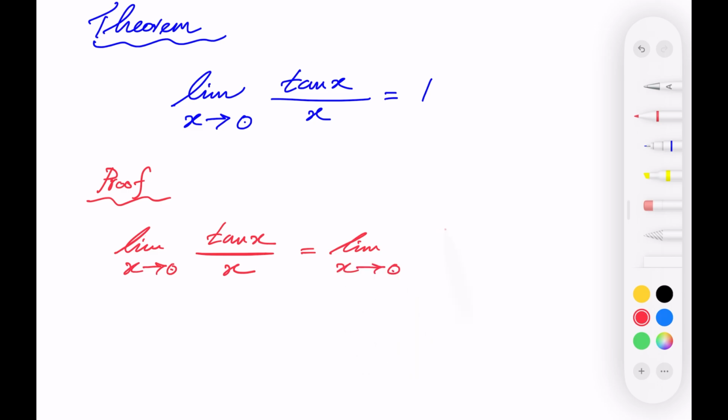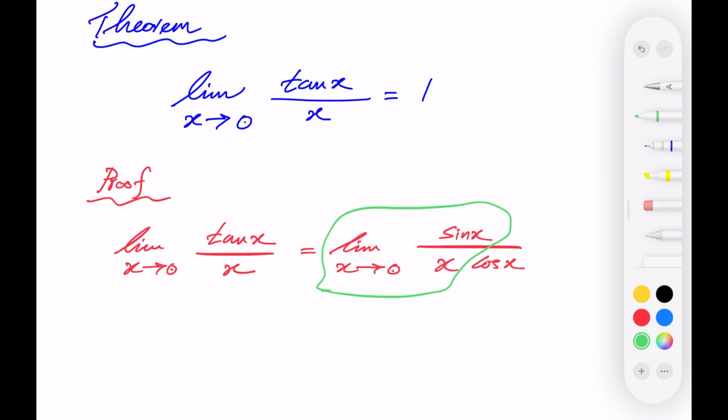On the numerator, I will have sine x, and in the denominator, I have a cosine x. That cosine x can be combined with the x already existing in the denominator. Therefore, I'm going to write down the denominator as x times cosine x. What can you say about this part of this limit? Limit x approaches 0, sine x over x.